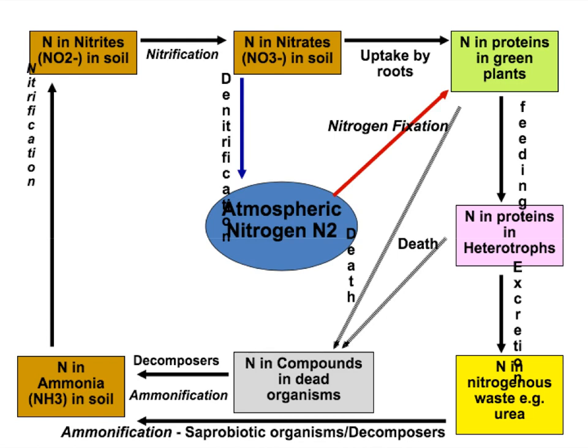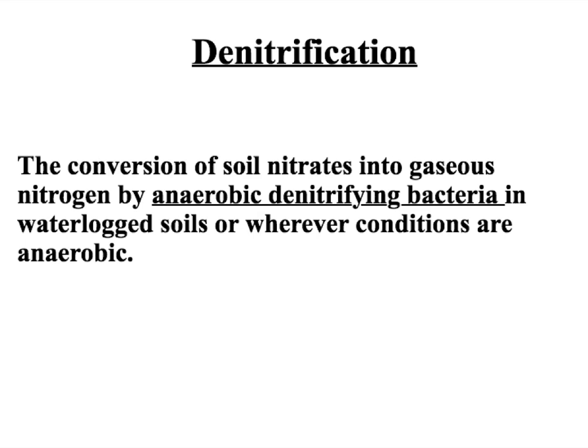There is another step which can occur to complete the cycle, going back into nitrogen in the air. So we've gone all the way so far around here, from nitrogen back into the air, and that's denitrification. Denitrification occurs in anaerobic conditions, and it's carried out by denitrifying bacteria.